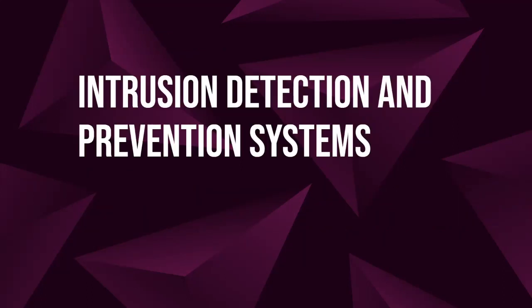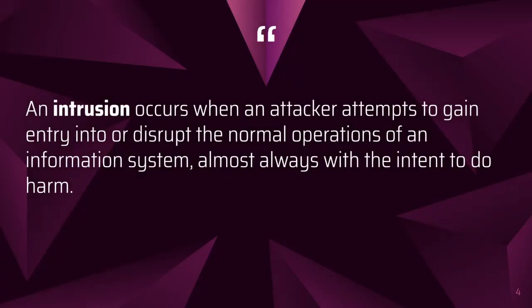The first part of our report is about intrusion detection and prevention systems. In short, this is the IDPS. An intrusion occurs when an attacker attempts to gain entry into or disrupt the normal operations of an information system, almost always with the intent to do harm. Basically, an intrusion's intention is to harm the information system of an organization. In short, intrusion is not good for your information system.